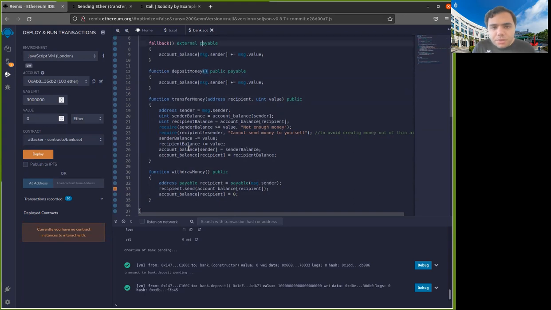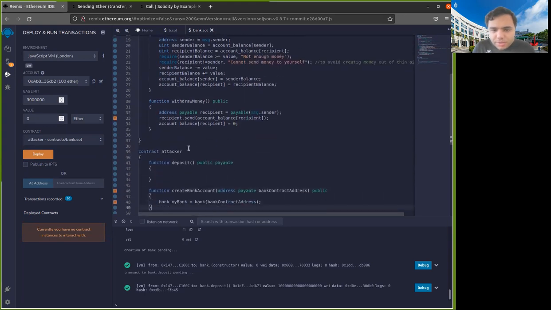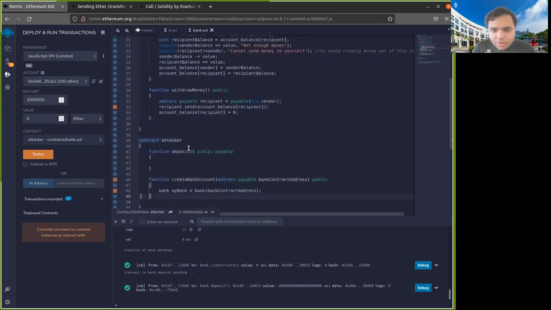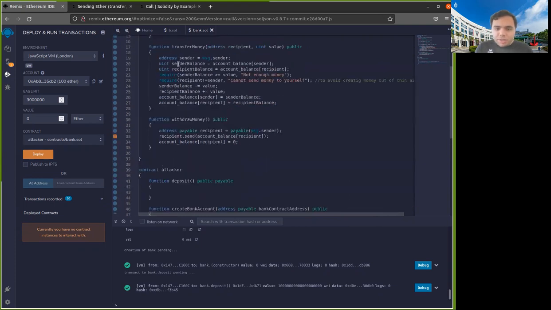So I want to make sure that the fallback function is called. So here I would just say my bank, or actually I can just use it. Yeah, I don't even need to call a function of the bank. I can just use the address. So I can say this address, the transfer 1 Ether. Sorry, I just for a second confused the library function transfer with the transfer function in my bank.